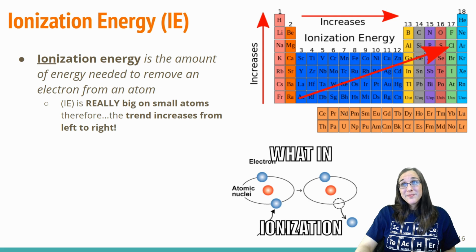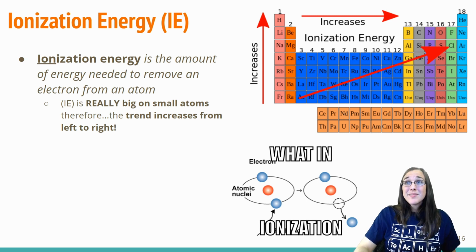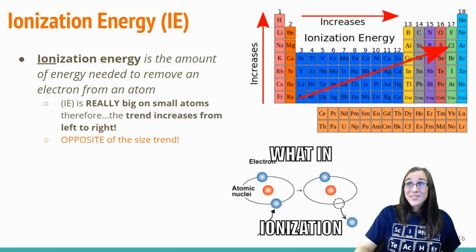In other words, if you're really, really tiny, it's harder to rip an electron off of you. So think about our atomic radius. When we're talking about the size being smaller, that was up in the right-hand corner, and the smaller you are, the harder it is to rip an electron off of you. That means that if you are small atomic radius, you also have high ionization energy. So this is opposite of the size trend.